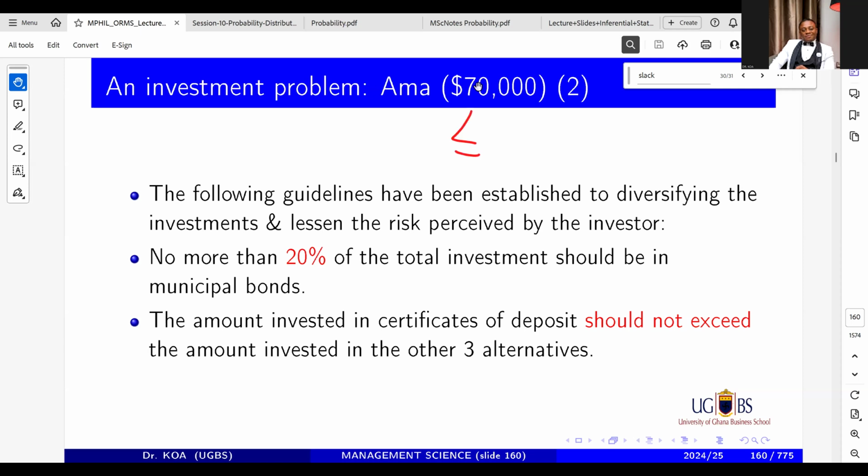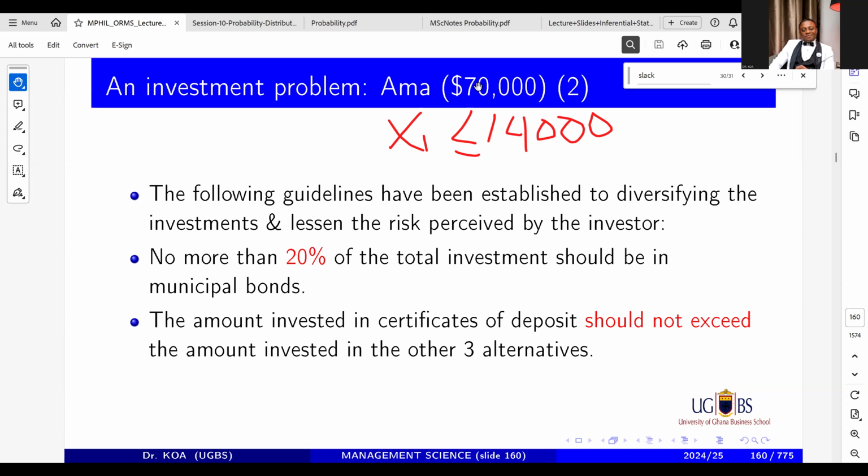Now that you have calculated your 20%, which is 14,000, you have to put that on the right-hand side. Why? Because it says no more than 20% of the investment should be in the municipal bonds. So the maximum that can be in the municipal bonds is 14,000. No more than that is required. So how will you write the left-hand side? You have to think about what is represented by municipal bonds. That's X1. So you now write X1 on the left side. You have been able to formulate the first constraint.